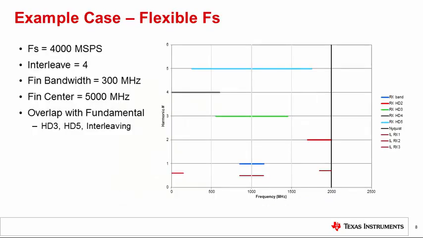In this example, we have an ADC sampling at 4,000 megasamples per second. This ADC uses 4 interleaved sub-ADCs. The input signal is centered at 5,000 MHz with a 300 MHz bandwidth. At this sample rate, there is overlap between the fundamental and HD3, HD5, and one of the interleaving tones. If the expected level of these spurs will be large enough to impact system performance, the sample rate can be changed to prevent overlap.